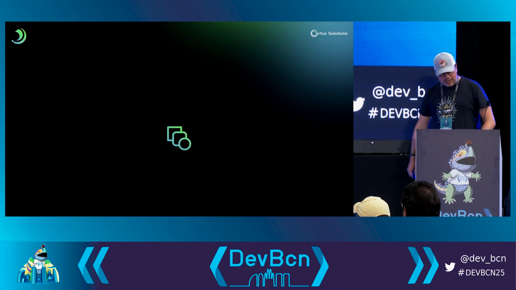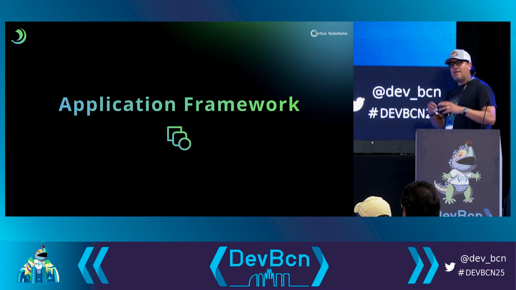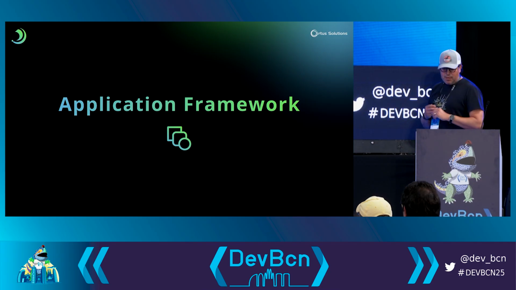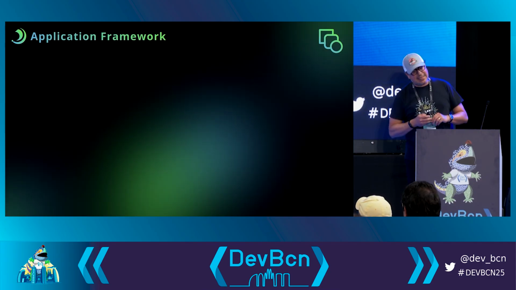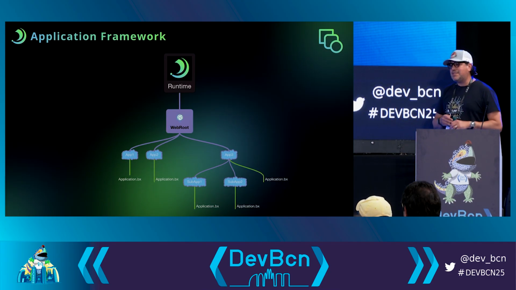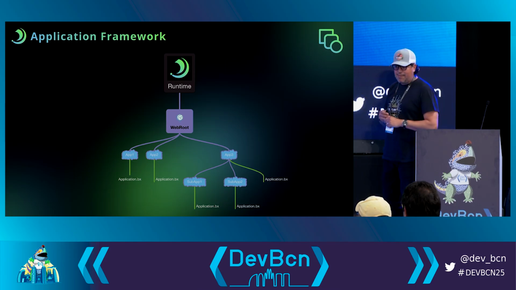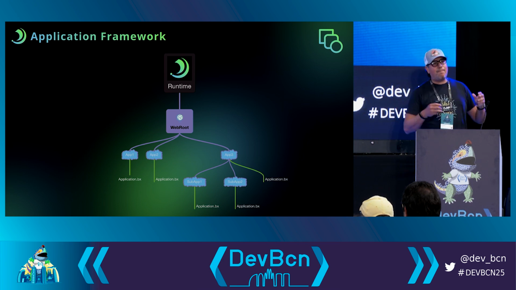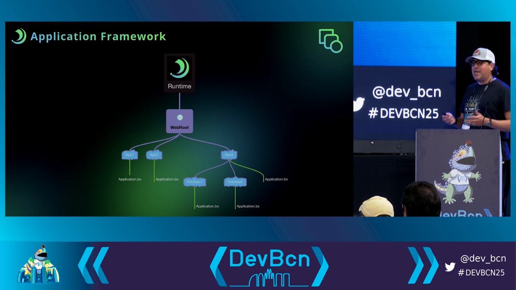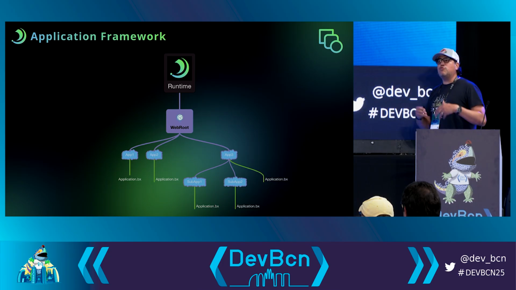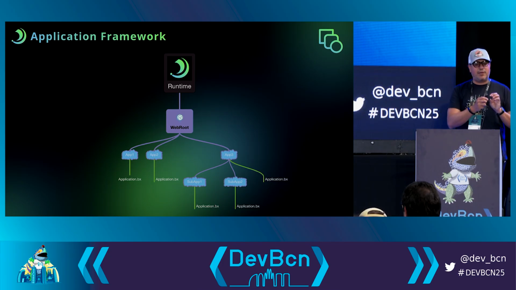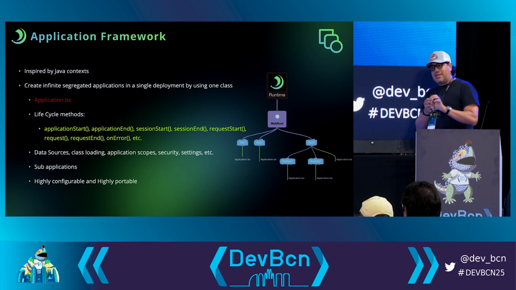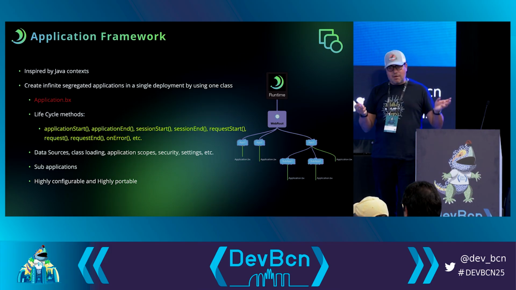Now, if you're building a lot of applications, we created the concept of an application framework. So with the application framework, we basically started with the runtime, and we said, if you deploy this to a web, for example, you can have a web root, and you can have multiple sub-applications, all by convention. As long as an application.bx exists, we will treat that as a separate, isolated little application. And that isolated application was inspired by Java context.